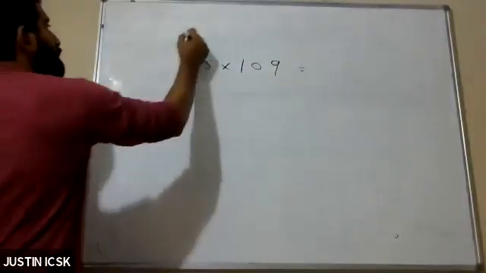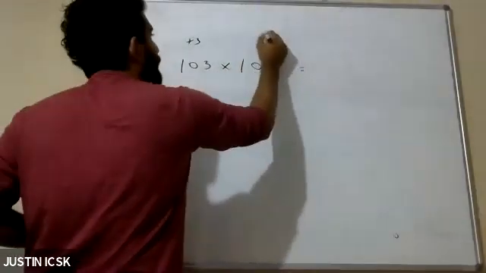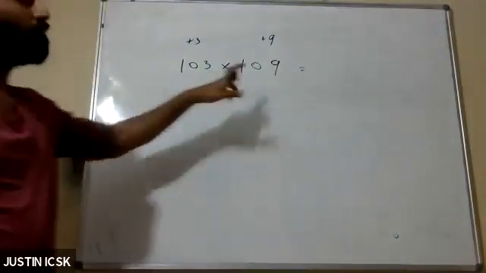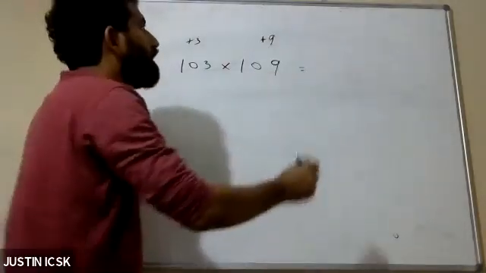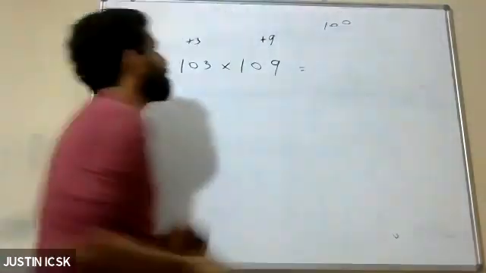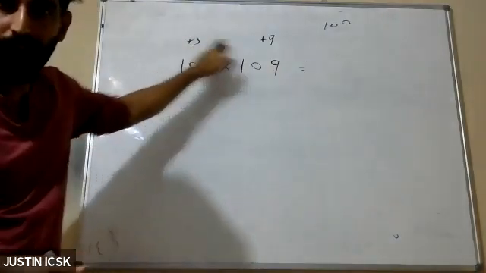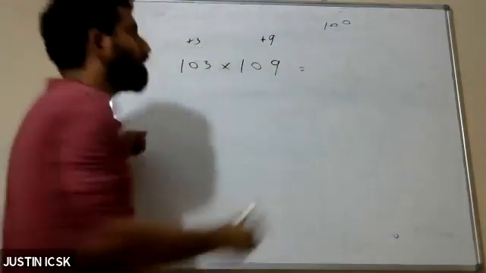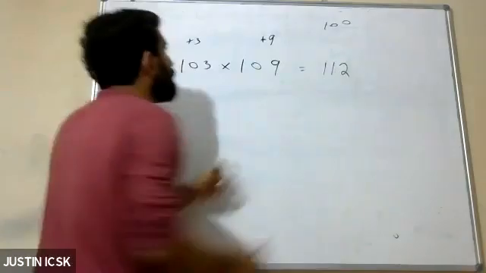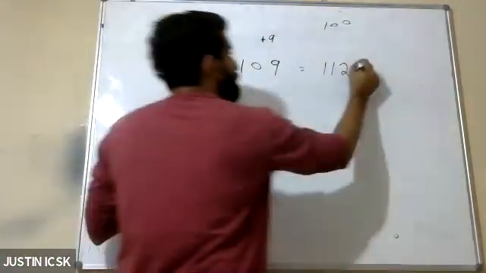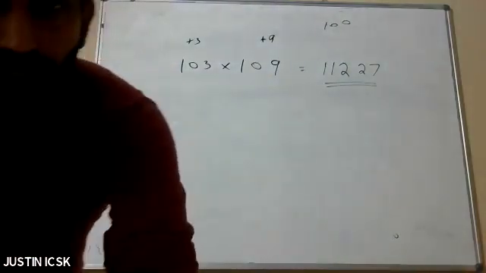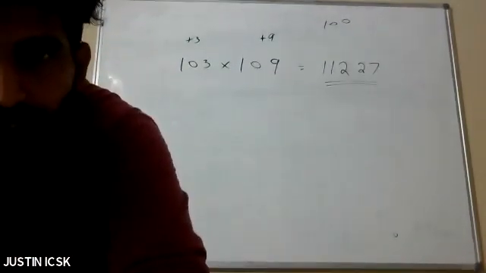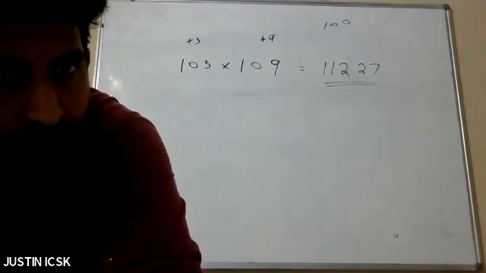So your answer is 3, 9, plus 9 and plus 3. I told you, starting with 100. 9 plus 3 is 12, right? So 112. 9 into 3 is 27. This is the answer, right? 11227. Check your answer is correct.